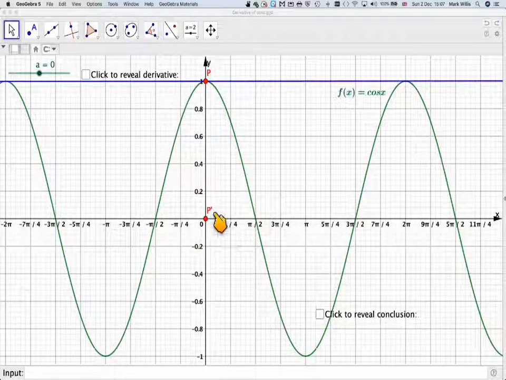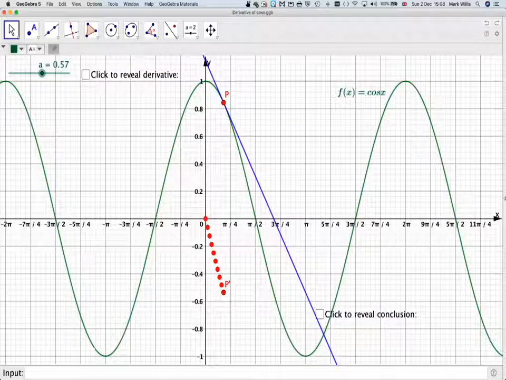And remember, x has to be measured in radians. So here we have a tangent drawn to the curve at P. Now the tangent gives you the gradient, so the gradient at that particular point will actually be equal to 0. So we'll trace using the slider here to see the path of P and see what kind of graph we get.